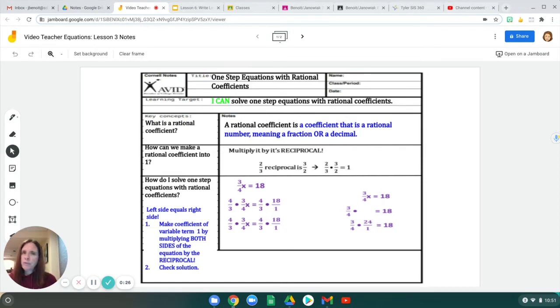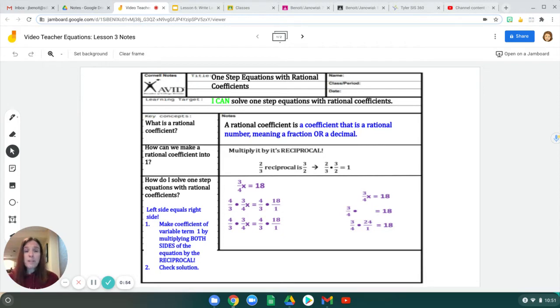What is a rational coefficient? We did a rational numbers unit, and remember, a rational number is a fraction or decimal. So a rational coefficient is a coefficient that is a rational number, meaning it's going to be a fraction or a decimal. We're really only going to focus on the fractions. The fractions are the big deal, key idea that helps us when you move into 8th grade. So we're just going to focus on the fractions. All right, so make sure you get that definition written down.